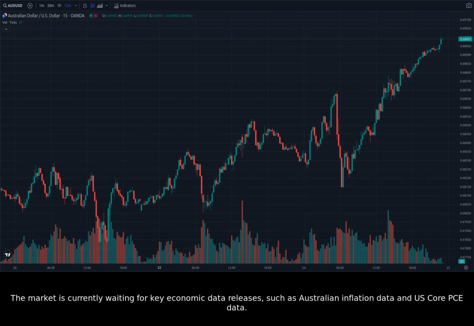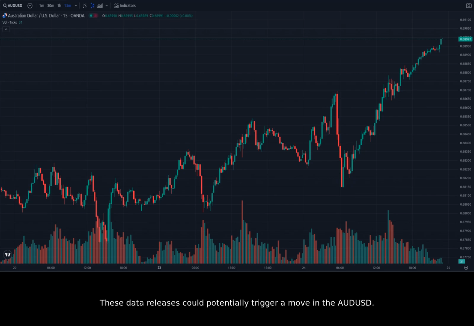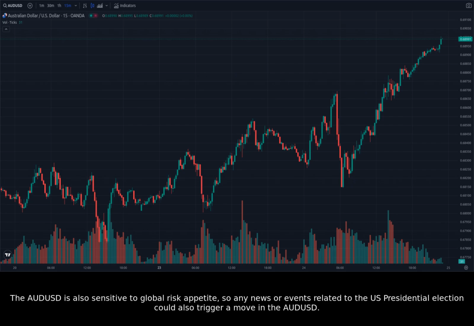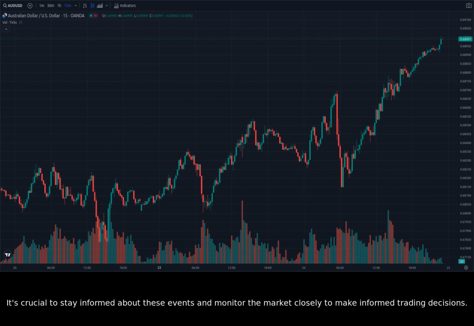The market is currently waiting for key economic data releases, such as Australian inflation data and US core PCE data. These data releases could potentially trigger a move in the AUDUSD. The AUDUSD is also sensitive to global risk appetite, so any news or events related to the US presidential election could also trigger a move in the AUDUSD. It's crucial to stay informed about these events and monitor the market closely to make informed trading decisions. Remember, the market is constantly evolving, and it's essential to adapt your trading strategy accordingly.